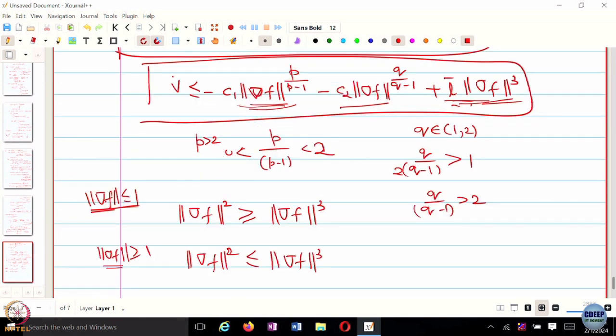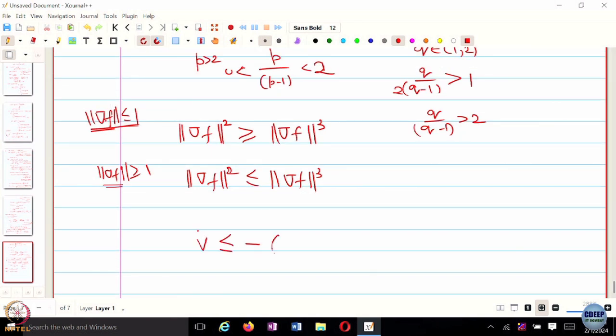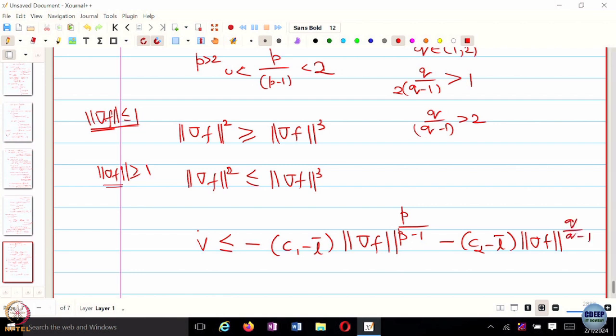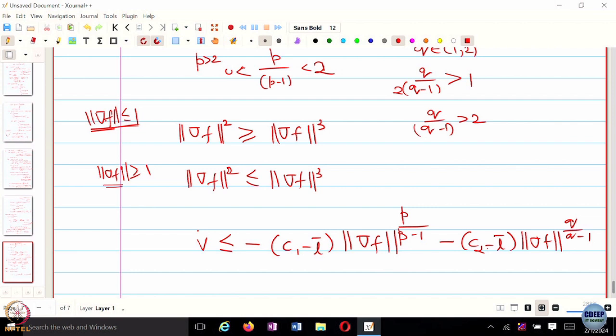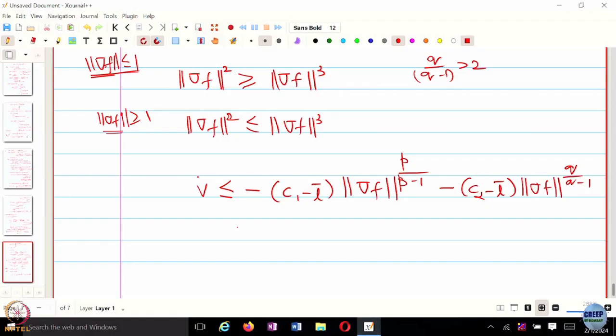So effectively, if I choose C1 and C2 whose values are more than L bar, I can write this as V dot is C1 minus L bar, P over P minus 1, and minus C2 minus L bar, because it really depends on which regime you are in. So at least one of the terms is going to subsume and then you can also decrease the other exponent by this. So as long as you choose C1 and C2 to be sufficiently large, in this case the definition of sufficiently large is they should be more than L bar. So this holds true, right? And therefore, now the rest of the proof follows similarly.